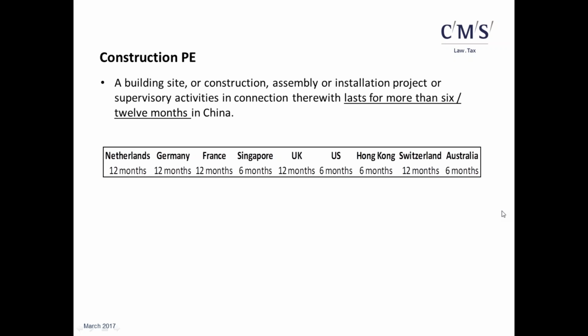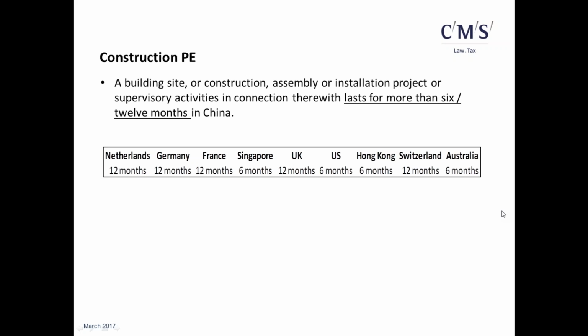Okay. The second type of permanent establishment is a construction PE, construction permanent establishment. It means a building site or construction or assembly or installation project or supervisory activities in connection with those building site and construction or installation projects. And if such a project lasts for more than 6 or 12 months in China, then such a project or supervisory activities will be treated as a permanent establishment constituted by the foreign enterprise in China.